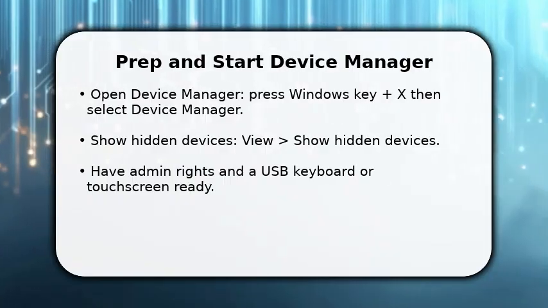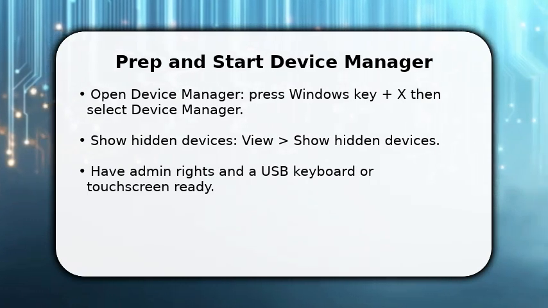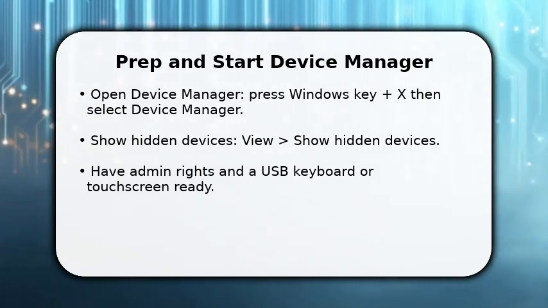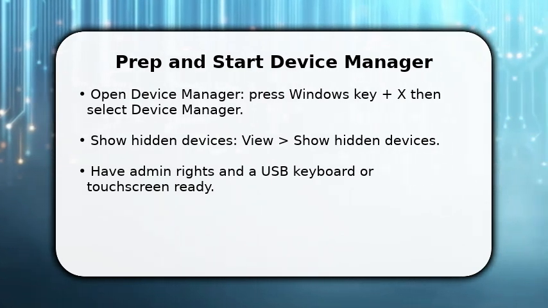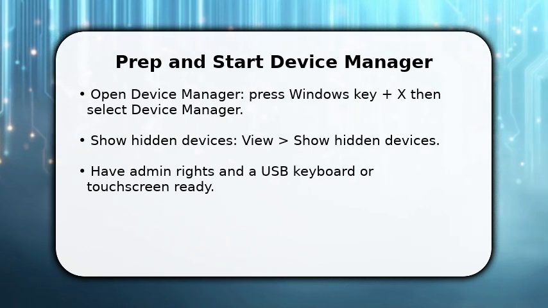You will open Device Manager and act immediately. Press Windows key plus X and choose Device Manager, then expand keyboards. Once done, enable View Show Hidden Devices so missing entries appear.